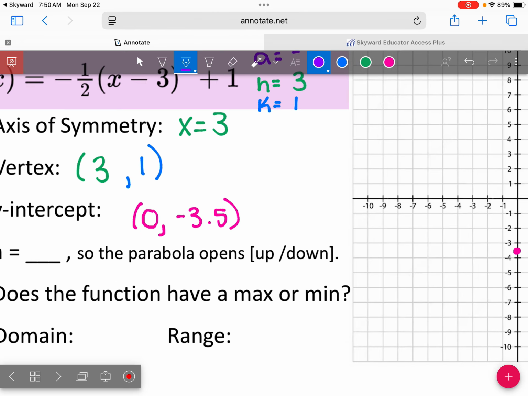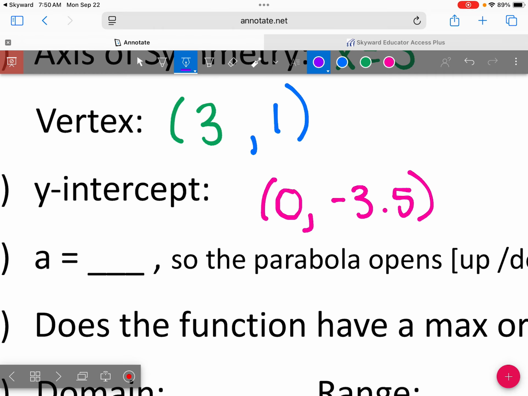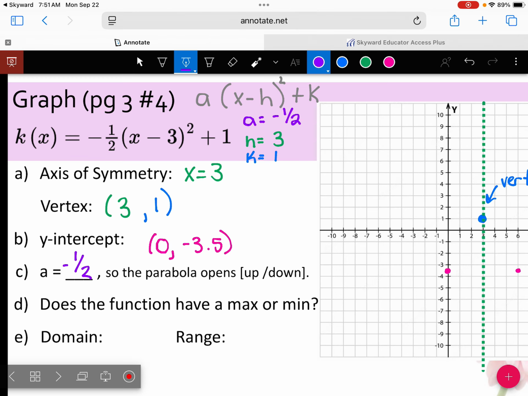So what is our a value on this one again? -1/2. It's that a value we found at the very beginning. That a value is the same no matter what's going on. So does this have a maximum or a minimum? A maximum, because we're upside down again. So we know it's going to look like this.